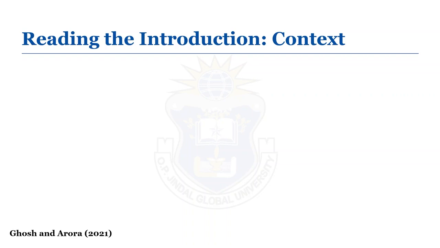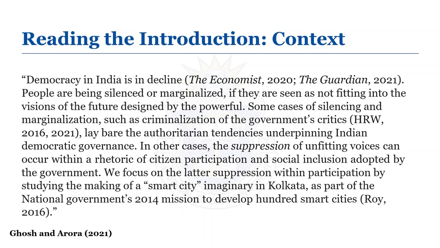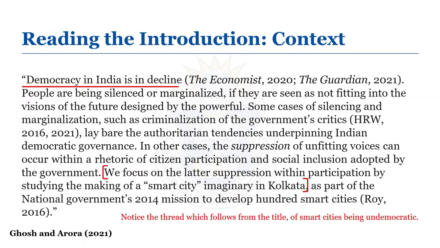We now move to the main body of the paper and begin with the introduction of an academic paper. So what are the main parts of an introduction and what function does the introduction perform in the larger paper? The introduction begins with a sentence which tells the readers that democracy in India is in decline. The first paragraph then elaborates upon this decline in democracy through various ways. We see in the last sentence how the authors make a connection between their research and this decline in democracy in India. That smart city proposals are also one way of suppressing certain voices.